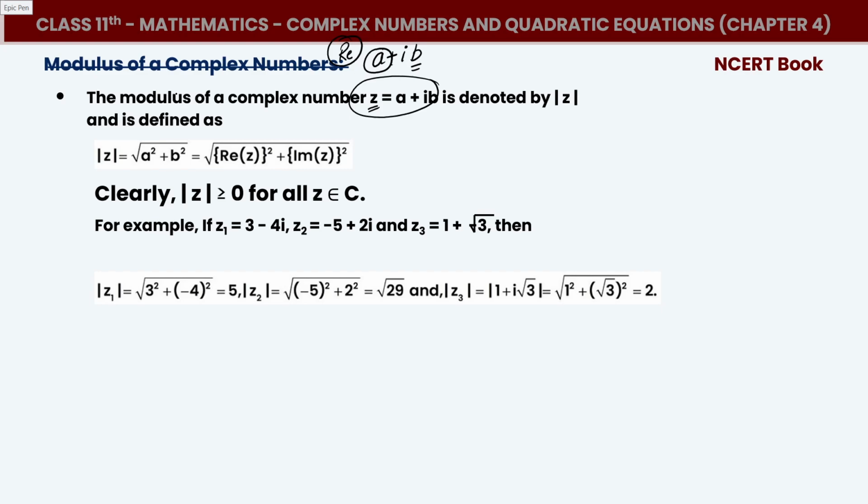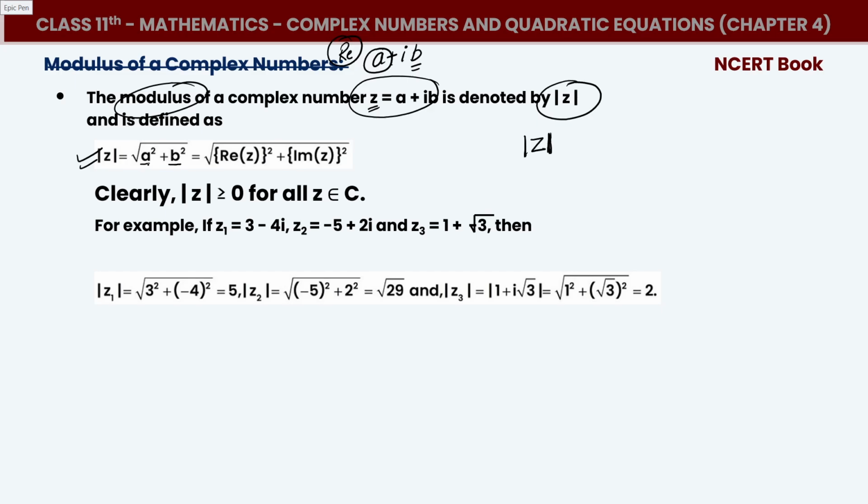And we are finding modulus. So modulus is represented by z written in two straight lines. To write z in two vertical lines, we say it is modulus of z, right? Now, how to find it? What is the formula for it? So modulus of z is equal to under root of a square plus b square.